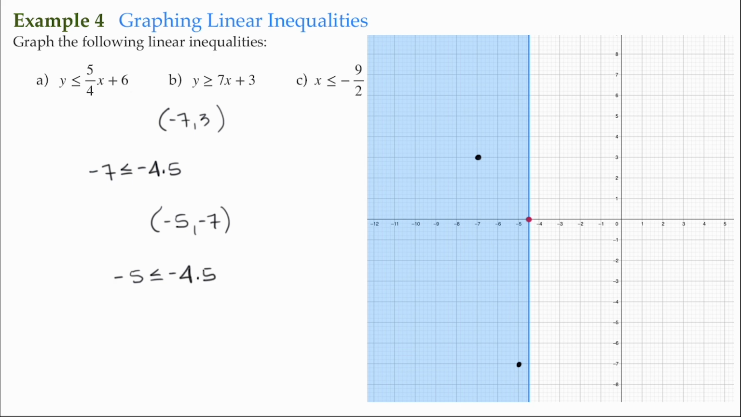So we don't necessarily have to graph, though it does help, but we can check points to make sure that whatever half of the inequality that we shaded is the correct way by checking these points. And there you go.